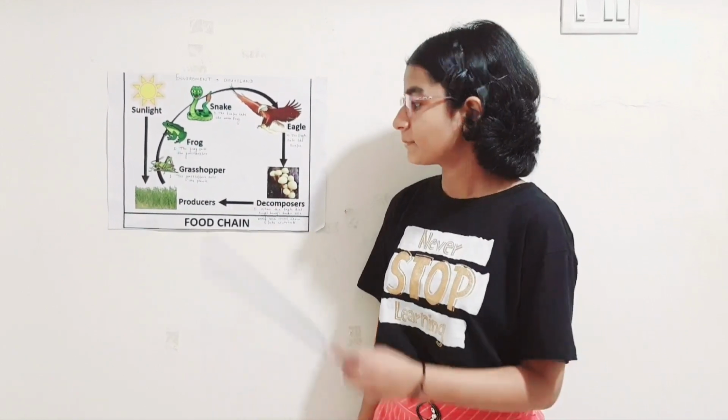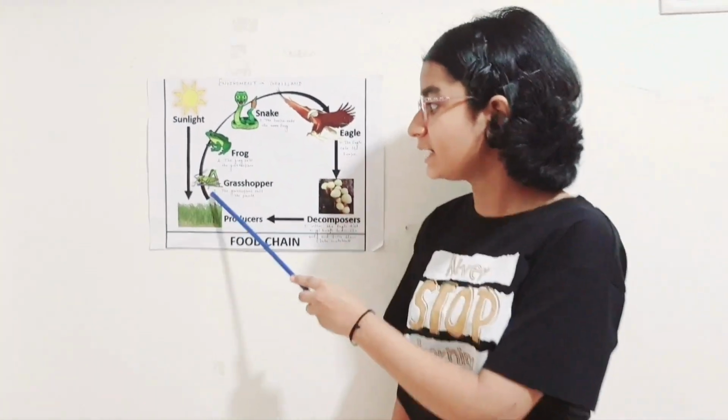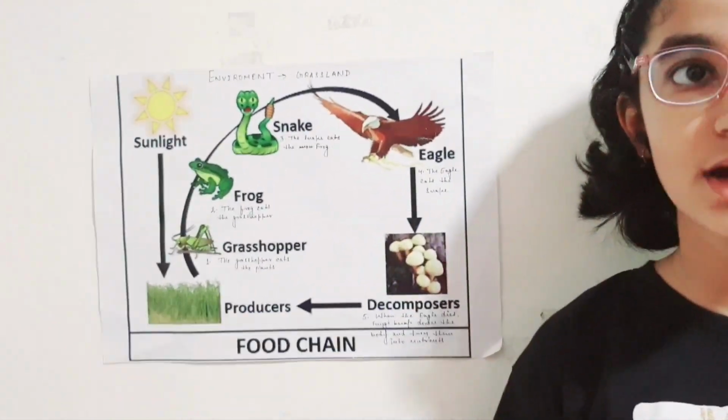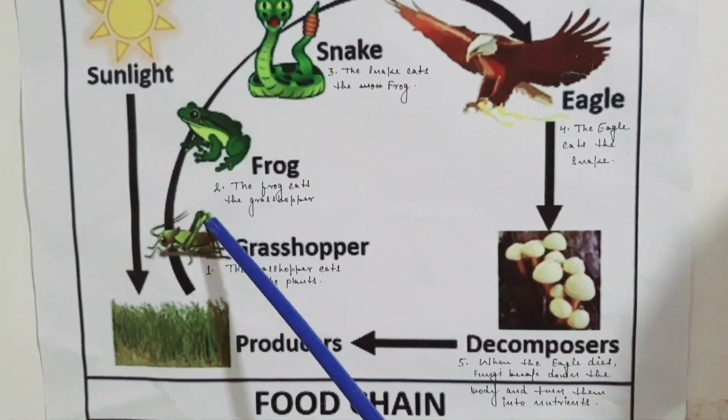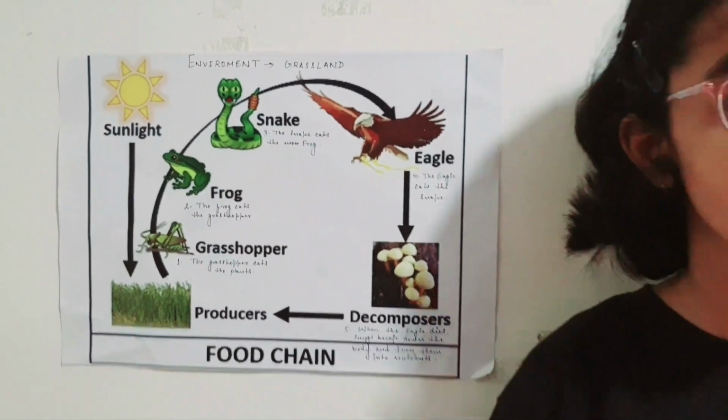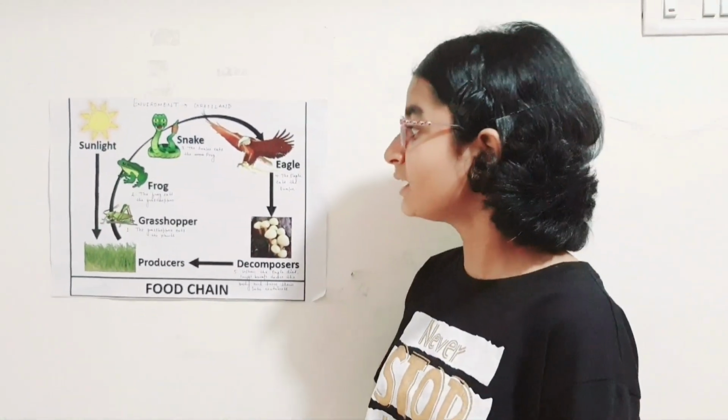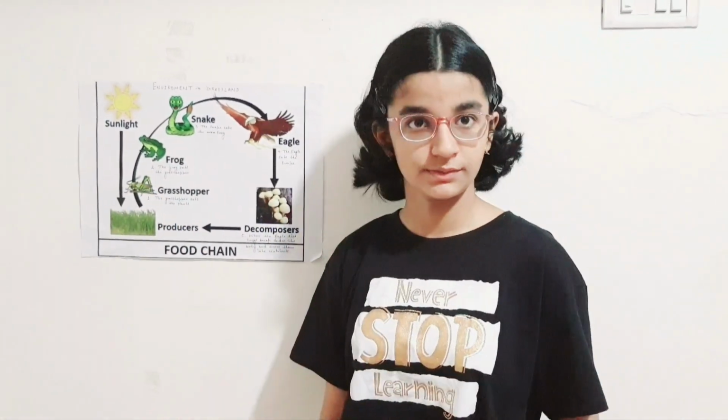Now we are going to talk about what is food chain and food web. The food chain and food web are a sequence which shows which animals eat which. Animals that eat plants are known as herbivores. And carnivores, which eat meat or other plants or parasites, get their energy from eating herbivores.